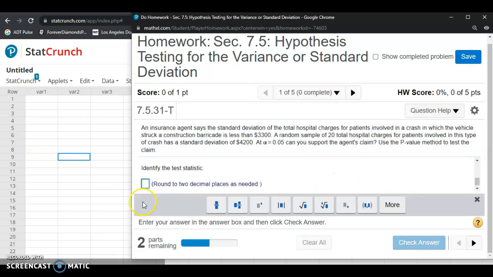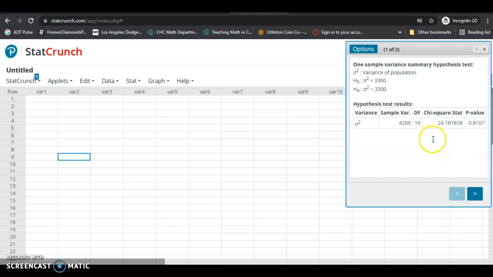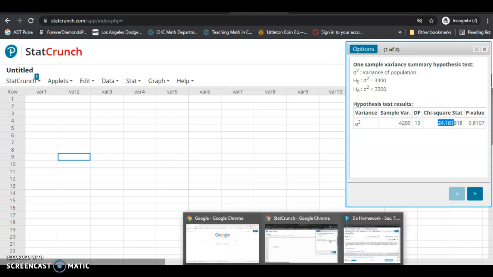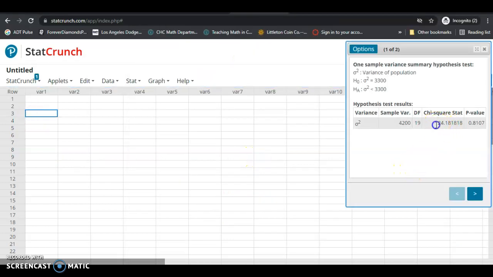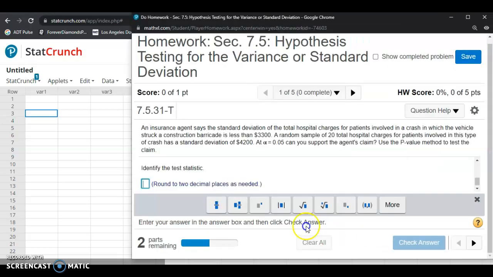The next part is asking for the test statistic. This would be the test statistic. It's called the chi-square stat. We're going to go ahead and round that to 2 decimal places, so it's 24.18. So let's see if that is correct. If it's not, we're going to go back and make the necessary changes. So 24.18 would be the chi-squared statistic.